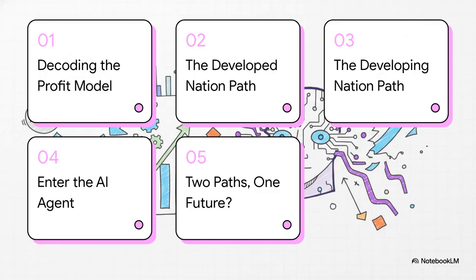So here's how we're going to tackle this. First, we'll decode the basic building blocks. Then we're going to follow the money through the two main systems you see here, what the diagram calls the developed nation path and then the developing nation path. After that, we'll get to the real wild card, the AI agent. And finally, we'll zoom out and ask what this all means for the future.